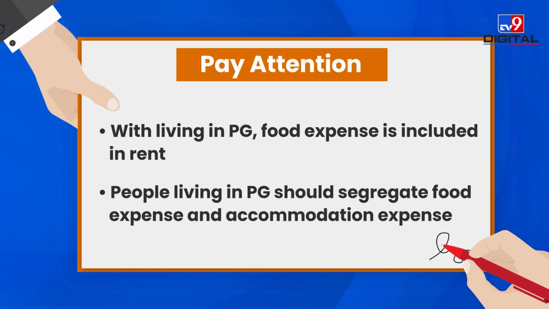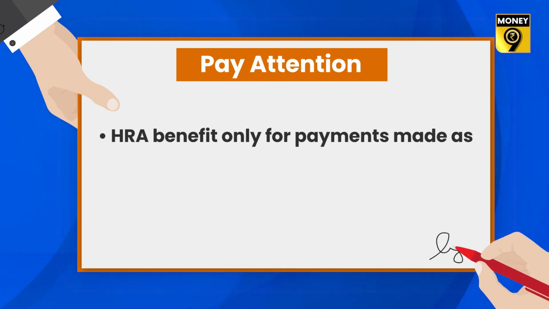There is something else to keep in mind in case of PGs. Usually, food expenses are also associated with the overall rent of PGs. Keep in mind to segregate food expenses and rent. In HRA, you can only claim that amount which is paid as rent. Food expenses cannot be claimed in HRA.